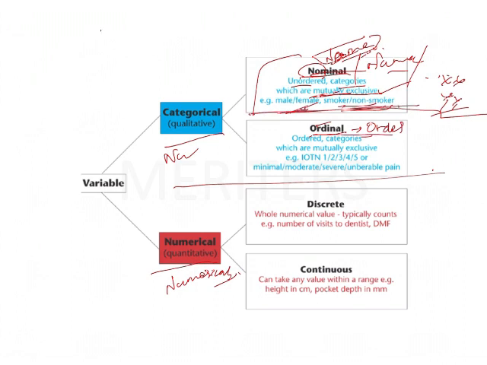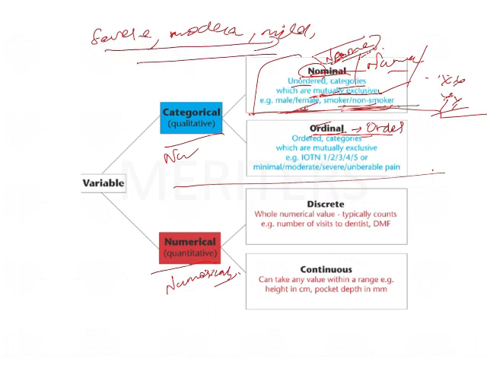Coming to the ordinal one, these are also mutually exclusive, but the categories are divided in a sense like severe, moderate, mild. It will range from one area to another, ascending to descending, for example 1 2 3 4 5 IOTN values. This is an index. These could also be asked in another MCQ, like which kind of data the IOTN index values come under, and then we would say ordinal. DMF will come under discrete; we will go into that also. So like this: minimal, moderate, severe, unbearable pain.